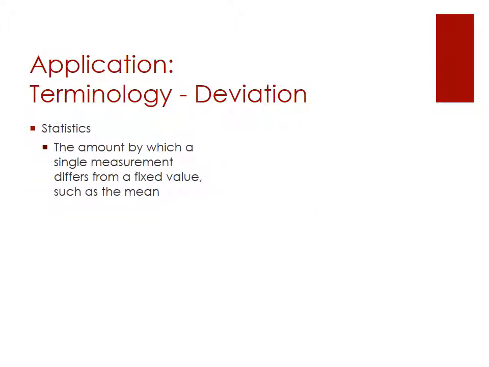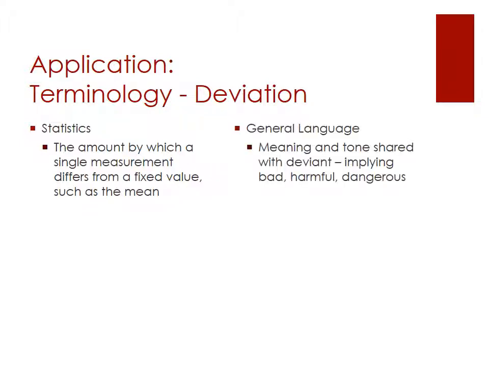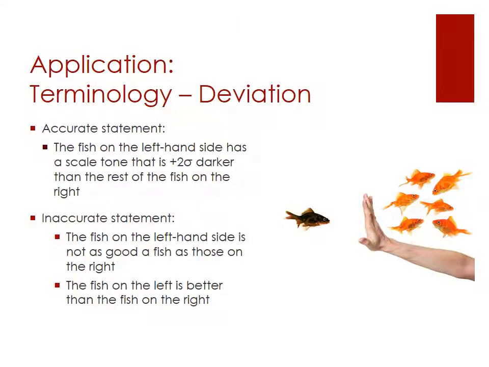Okay, before we move on to looking at an application with science, we need to take a few moments and look at the term deviation. In statistics, deviation is the amount by which a single measurement differs from a fixed value, usually the mean. However, in general language, deviation shares meaning and tone with deviant, implying something bad, harmful, and dangerous. This can become a problem when the term is consumed into general language and picks up negative connotations that are not part of statistical language.